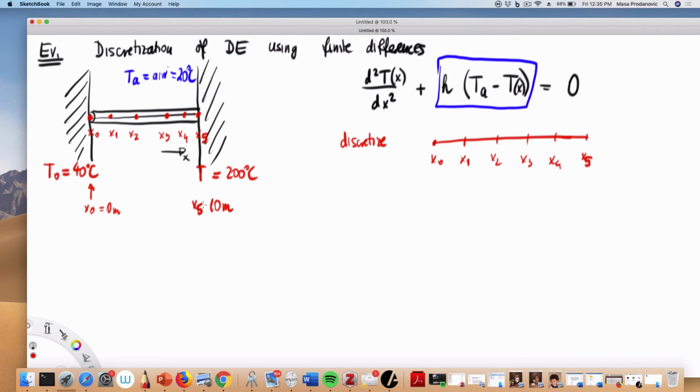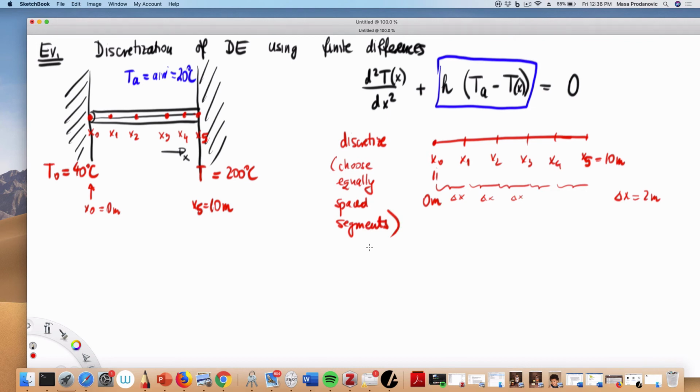So now I know my x5 is 10 meters, and this is 0 meters, right? And I go simple, so I equally space them out, right? So my x1 is x0 plus a delta x. How many segments do I have? 5, so what is my delta x? 2. So that's a choice. Choose equally spaced segments. Okay.